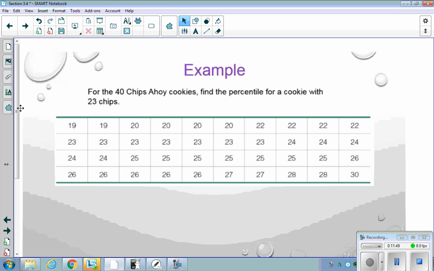So we need to find the percentile for a cookie with 23 chips. I'm going to look through my data. And here's the first one with 23 chips, correct? So I need to count how many: 1, 2, 3, 4, 5, 6, 7, 8, 9, 10. There are 10 pieces of data that are less than 23.